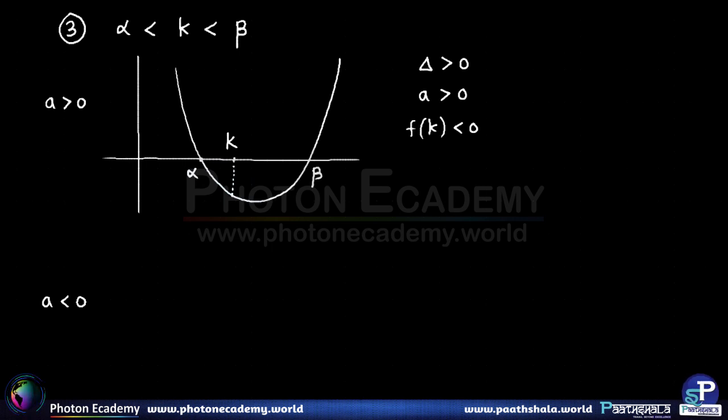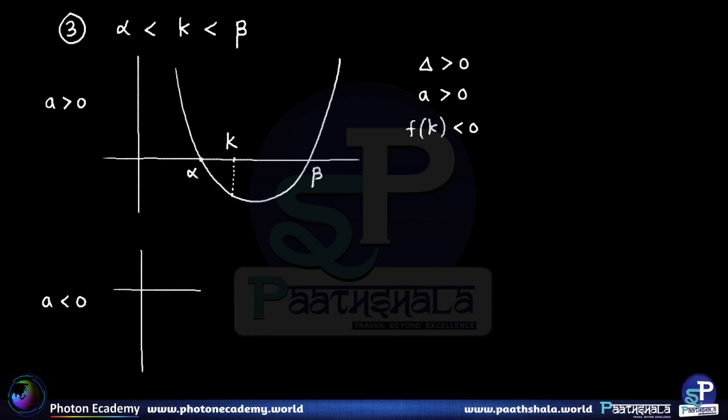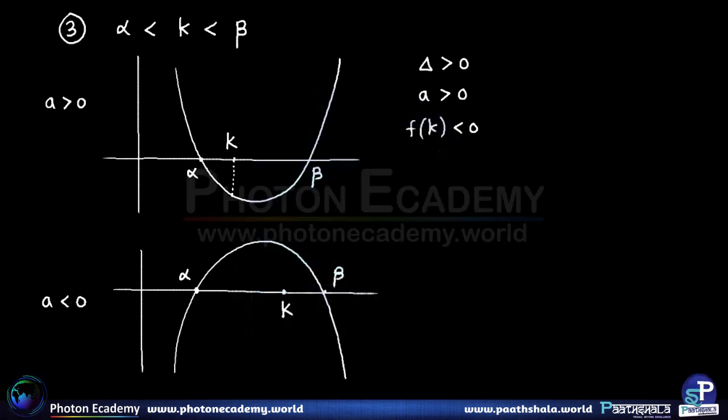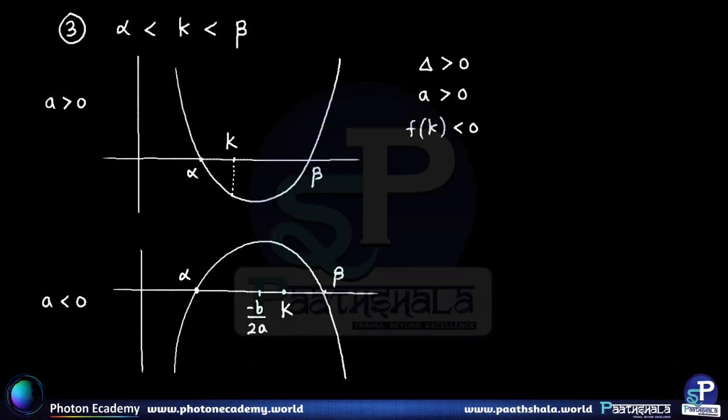and if we consider the second possibility, that is when a is less than 0, in that case, as we know, the parabola will open downwards. Here we show the two roots alpha and beta. Let's show k somewhere. Now here it does not matter whether k is to the right side of minus b by 2a or to the left side of minus b by 2a, because we don't need that particular information. So let me not keep that here. You have to just remember that it does not matter in this particular situation.